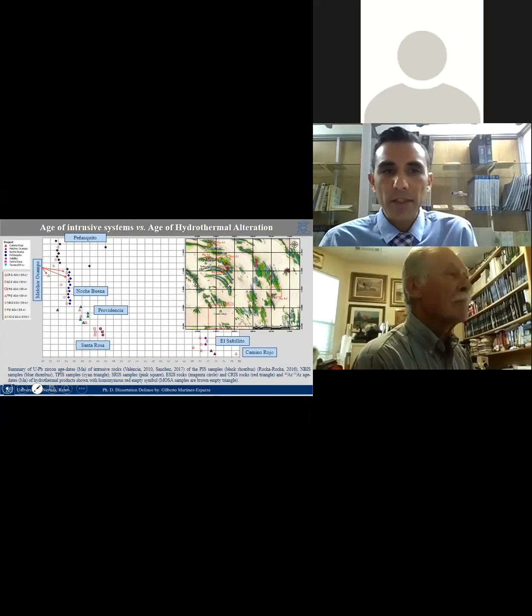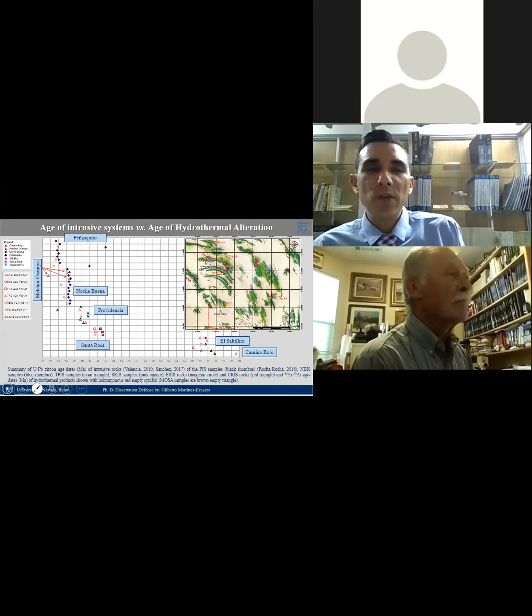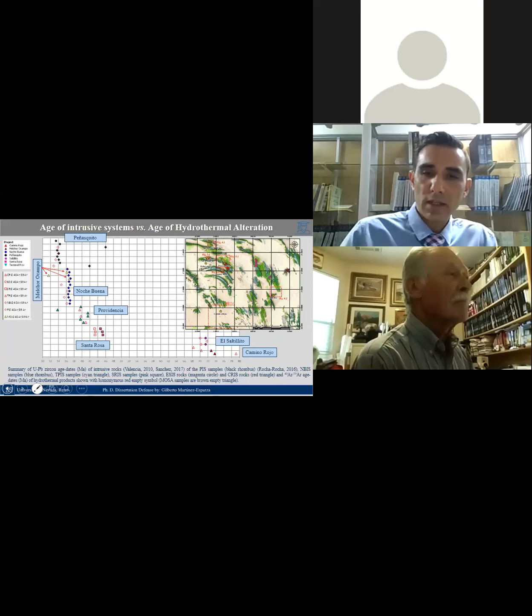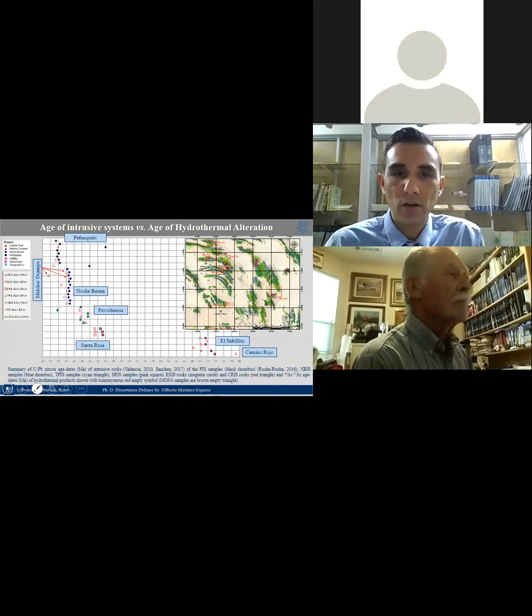So we can establish from this that we have at least two metallogenetic epochs in the region. One during the late Mesozoic, and the other one mainly occurred during the Eocene to early Oligocene. So we are talking about one metallogenetic epoch around Concepción del Oro, Peñasquito area, and then we have the Camino Rojo, which is included in the older metallogenetic epoch.